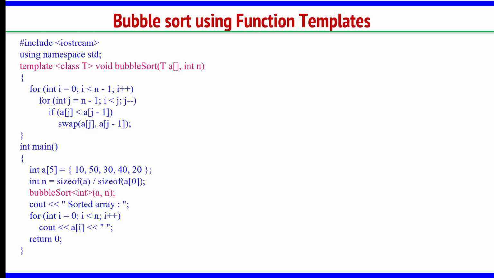Let's see more examples. See, bubble sort using function templates. I have anyhow written the normal logic, but just to show you, if somebody asked you to implement bubble sort using function templates, you can see this. So start from main here. Main is there, int a of 5 equal to values are there. I am calling the function bubbleSort.